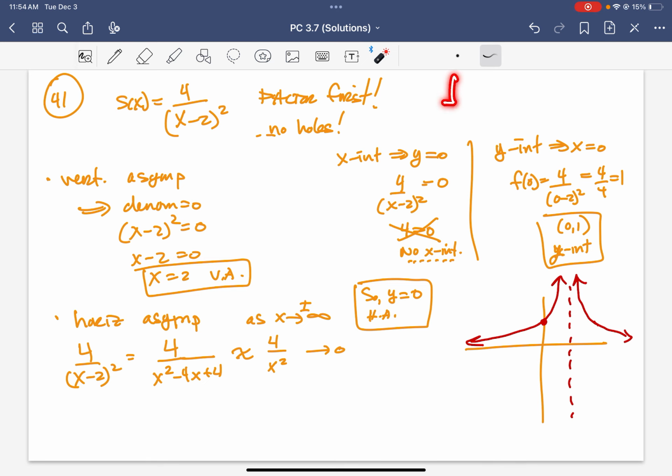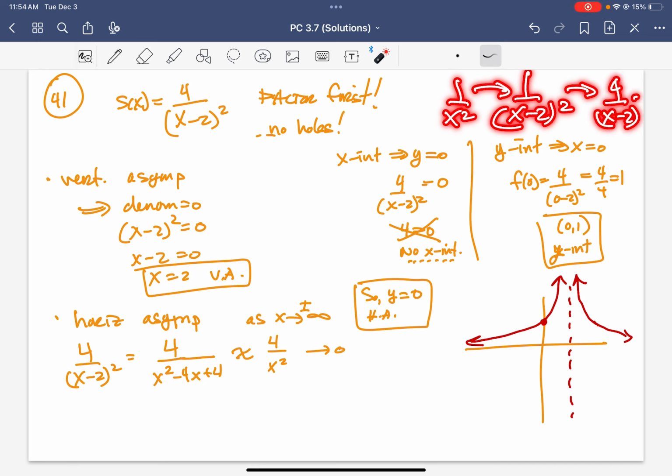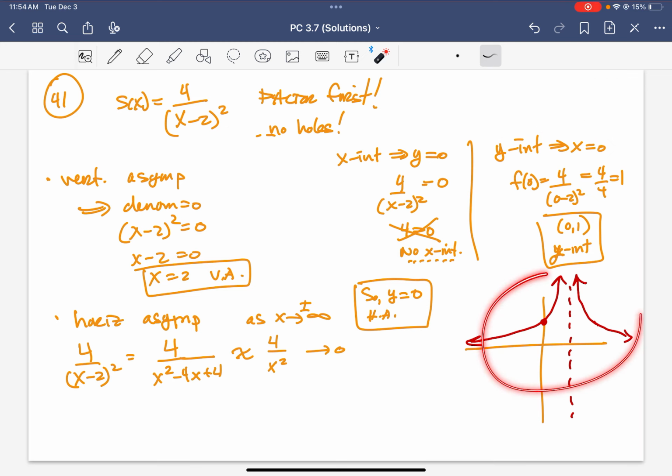Another way to think about this is it's 1 over x squared, where you simply shifted it to the right, and then you scaled it by a factor of 4. So I would expect it to look like this.